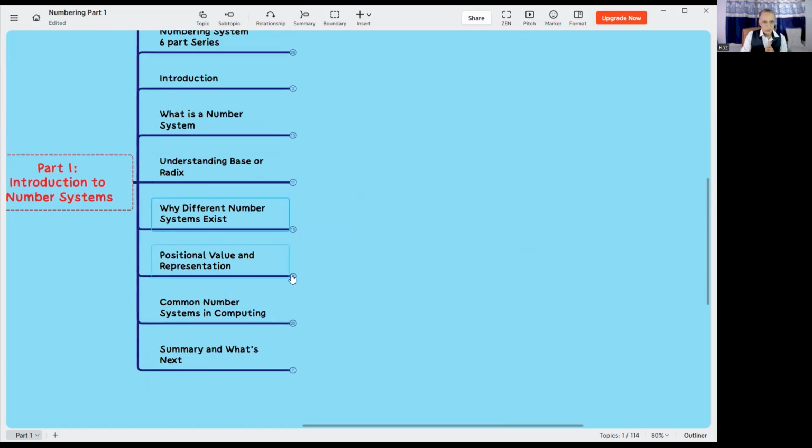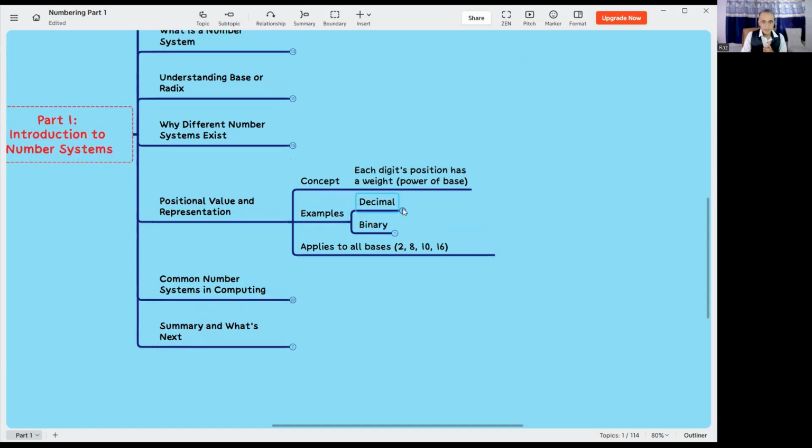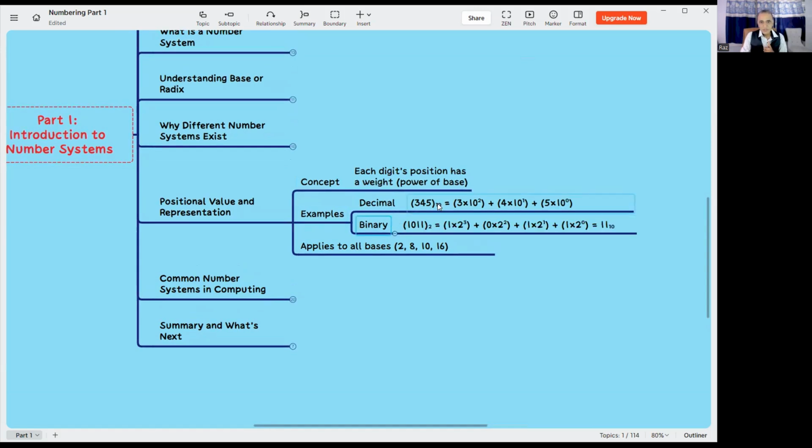Positional value representation: each digit position has a weight, a power of the base. Examples. In decimal, as we have already seen, 345 is represented by 300 plus 40 plus 5. In binary, instead of 10, we multiply by powers of 2. So 2 raised to 0, 2 raised to 1, 2 raised to 2, 3. We will go much deeper into how exactly it works. The same rules we will apply to all bases, whether the base is 10 or 2 or 8 or 16, or even if it is 5. The same rules are applicable everywhere.